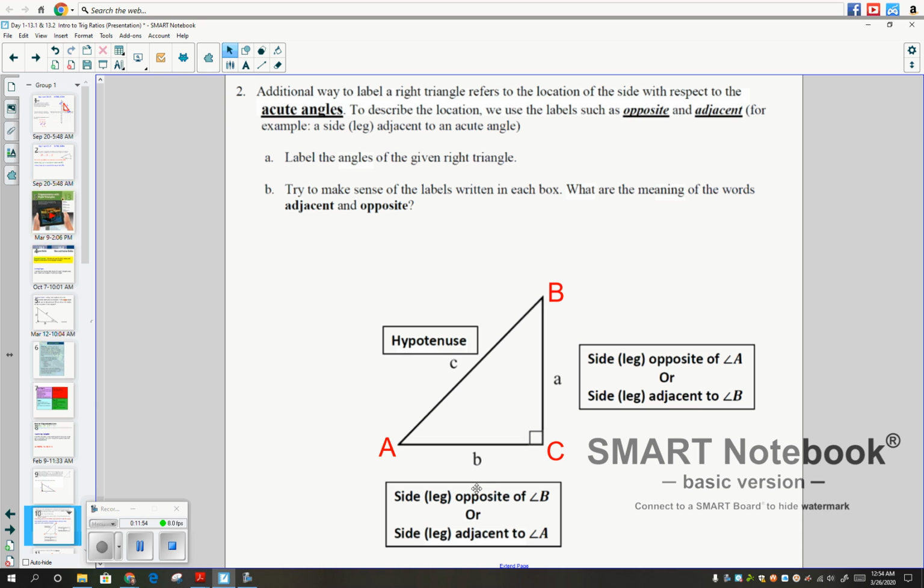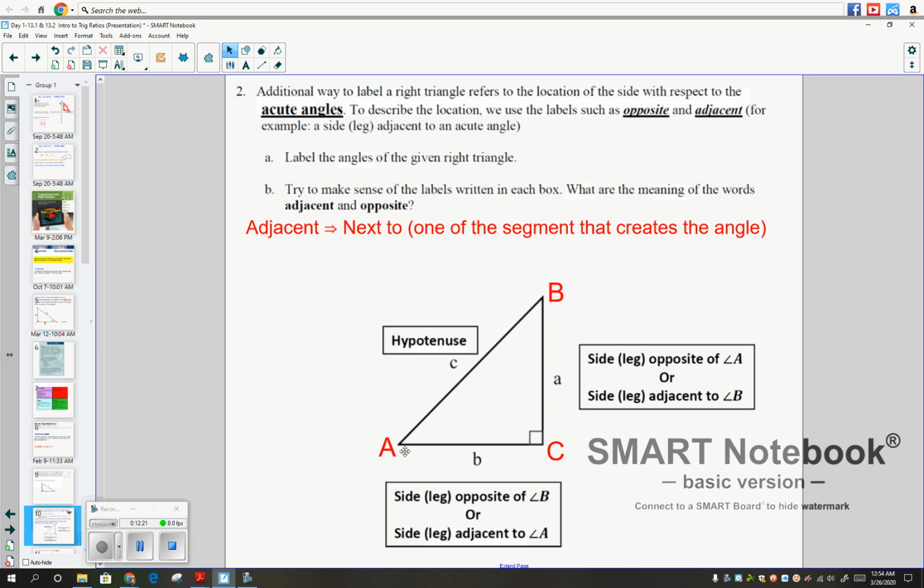That one's pretty labeled. But what about these two boxes? What does it mean by opposite and adjacent? How do we determine that? Well, let's think about what these words mean. Adjacent means next to something. For example, angle A is made up of two segments, correct? AB and AC are the two segments that make up the angle. Well, AB is the hypotenuse, so we're left with just one leg as the other side of it.